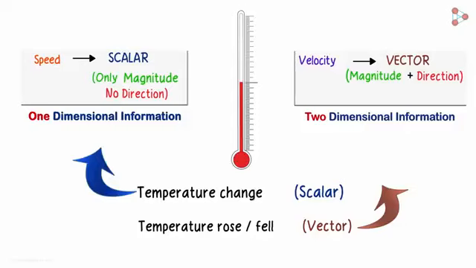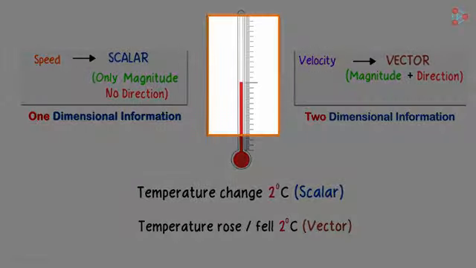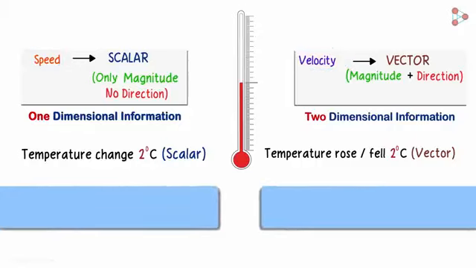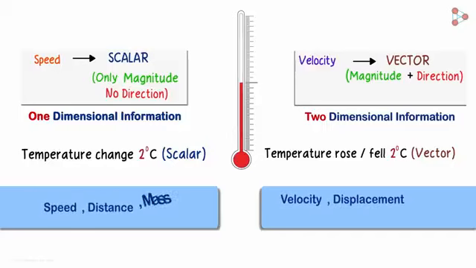If someone says that the temperature has changed by 2 degrees, we won't really know if it has increased or decreased. We will look at various scalar and vector quantities in the next few tutorials and for as long as we study physics. Speed, velocity, distance, displacement, mass, weight, force, acceleration. The more we look at these, the clearer this concept will become.